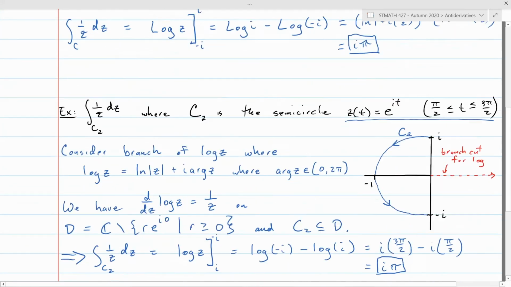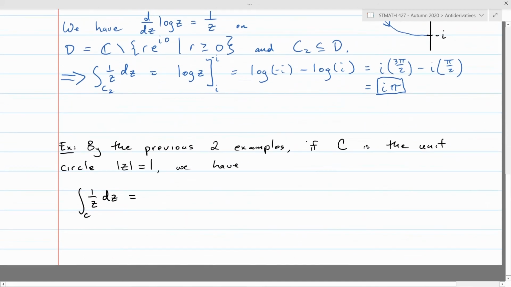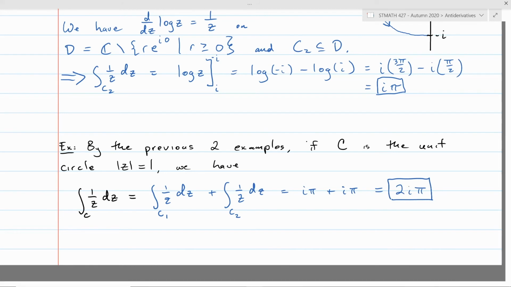So we had a previous result that said, hey, if you wanted to integrate all the way around that unit circle, call that C, then that could be done by integrating around C1, 1 over Z, plus C2, 1 over Z. And we just calculated both of those integrals, and we got i pi for both of those answers. So interestingly, we can integrate all the way around that circle, 1 over Z, and we get 2i times pi.